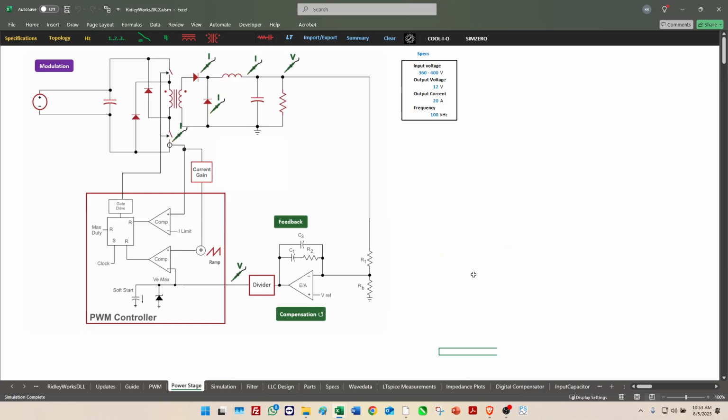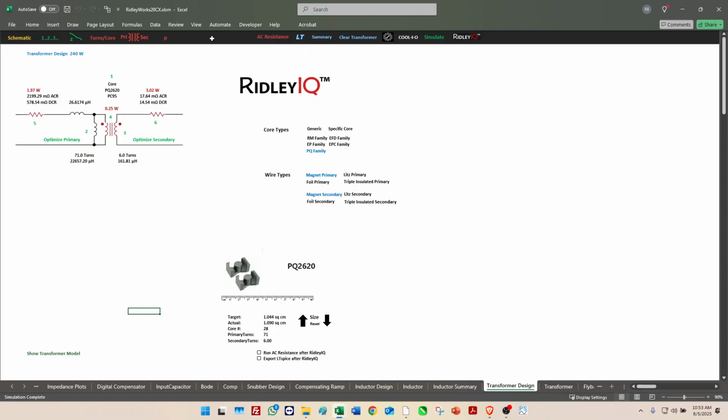Now let's go look at the winding design in the transformer. So we click on the little transformer icon here. Transformer Designer. And a new feature of RidleyWorks is the Ridley IQ, which applies intelligence to designing the magnetics for you. It chooses the core, finds the primary winding structure, the secondary winding structure, automates the whole thing to make your design much easier. We'll talk about that more in subsequent videos. Let's go look at our primary right now.